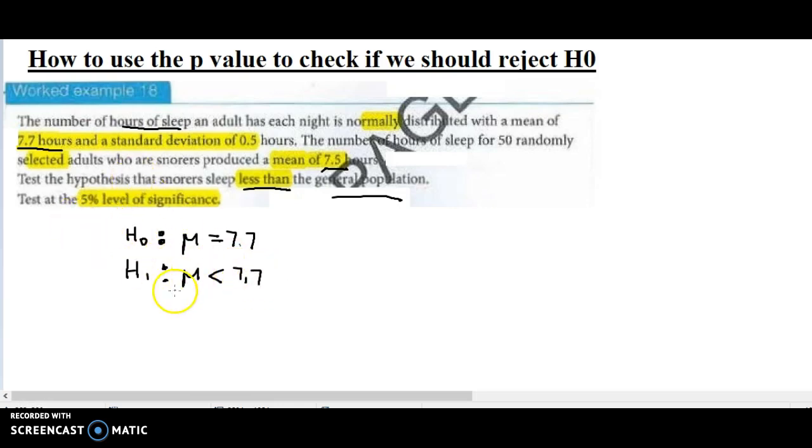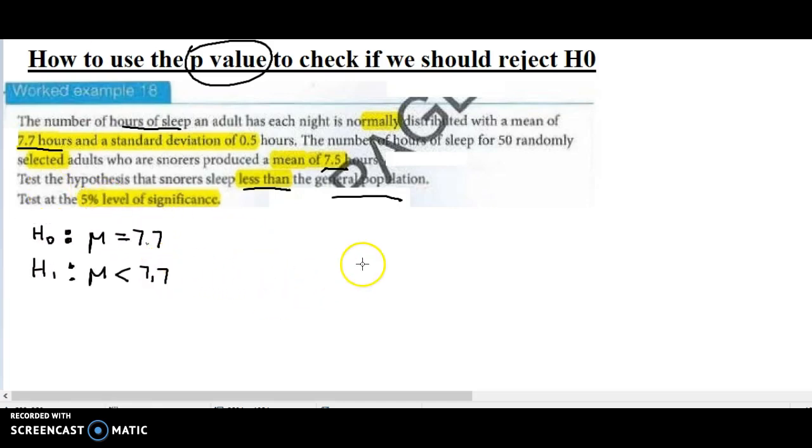Okay. After that, we need to work out a value called the p-value, and see if I should accept H0 or accept H1, or call it reject the null hypothesis. The null hypothesis, we call it H0. So now in this case, first of all, we need to work out the p-value. Because of the normal distribution, you can draw a graph to see the picture.